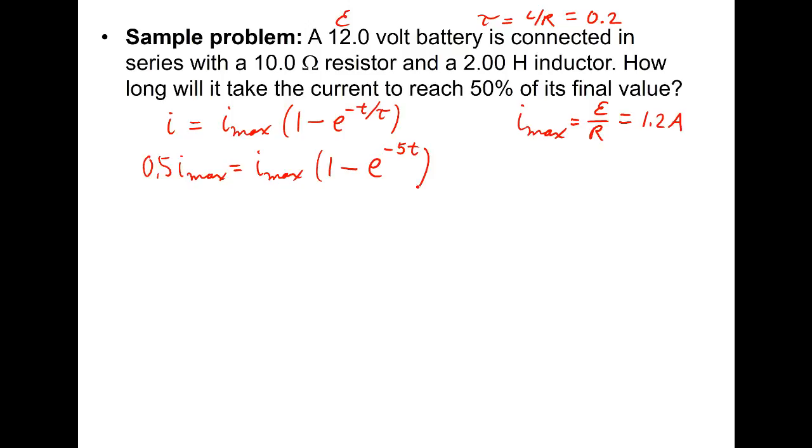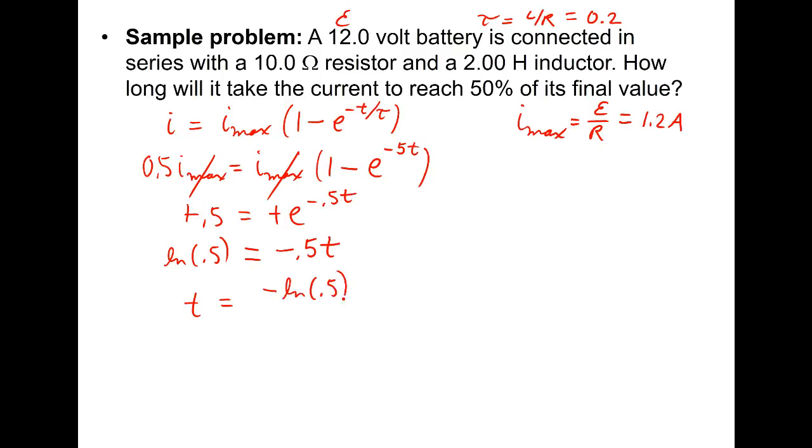Okay? So then we cross that out, and we'll bring the 1 to the other side, so negative 0.5 is equal to negative e to the negative 5t. Get rid of those negative signs, and let's take the natural log of each side to get rid of the e, and so we'll just have negative 5t. So the time is going to be negative natural log of 0.5 over 5.